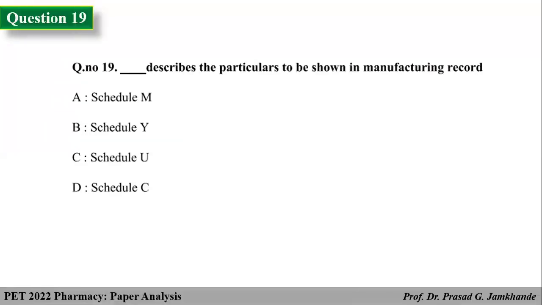Next, describe the particulars to be shown in manufacturing record. Which particular schedule gives the particulars for the manufacturing? The correct answer is Schedule U, whereas Schedule M gives the GMP and requirements for premises, plants, and equipment. Schedule Y gives the requirements for clinical trials of new drugs, whereas Schedule C is related with the biological products and their regulation. And the particulars required is mentioned in Schedule U.